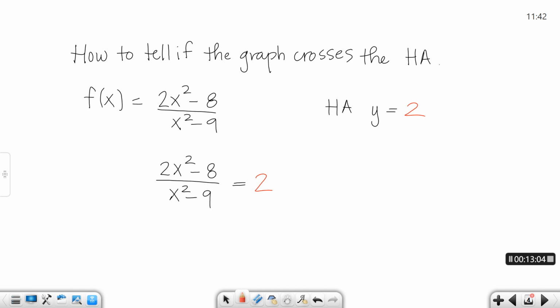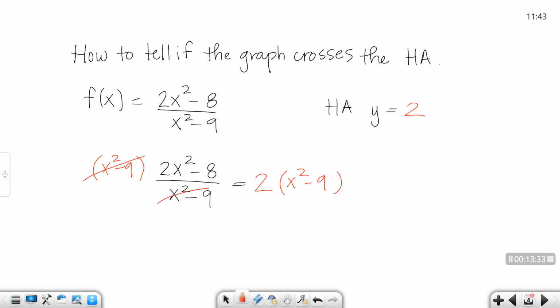Okay, continuing this problem, you have to tell if it crosses the horizontal asymptote, and here's how you do that. Your beginning function was 2x squared minus 8 over x squared minus 9, and when you calculated the horizontal asymptote, it was 2. So you set your function value equal to your horizontal asymptote value, and you see if you can solve it. So if I'm solving out this equation, I'm going to multiply both sides by x squared minus 9.